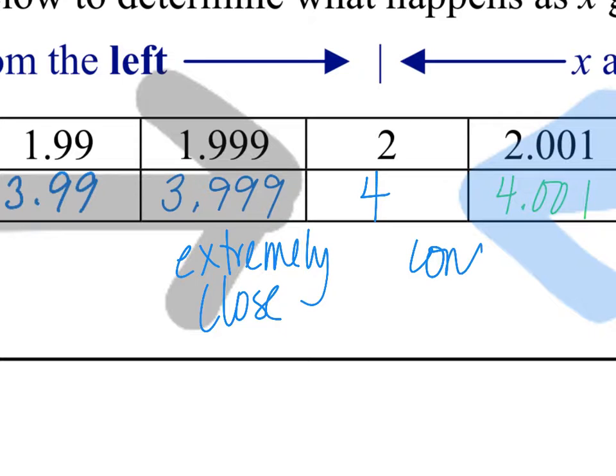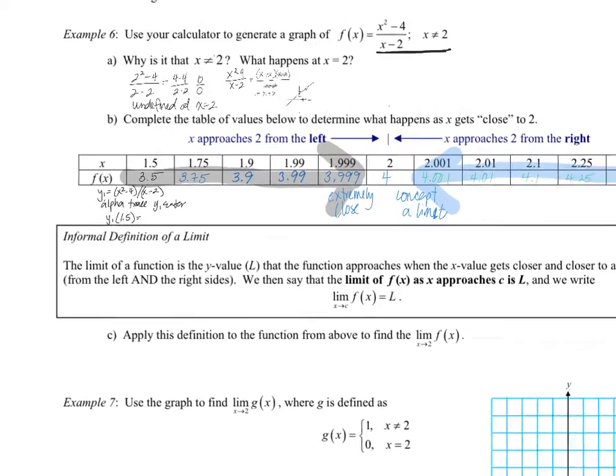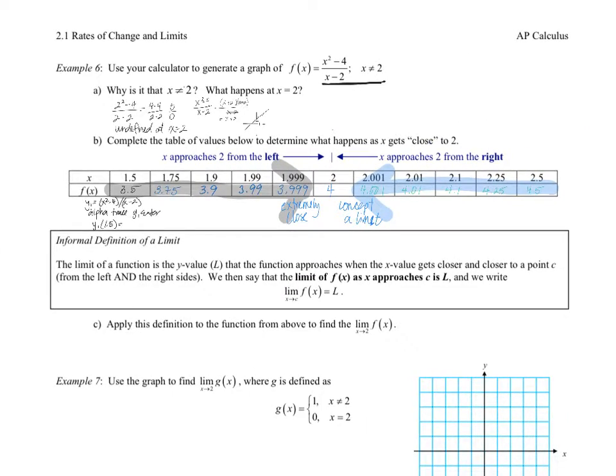Okay, so this is the concept of a limit. As x approaches a value, what does the y approach? And the y is approaching 4. So, definition of a limit: the limit of a function is the y value that the function approaches when the x value gets closer and closer to a point C from the left and the right sides. We then say that the limit of f of x as x approaches C is L, and we write the limit as x approaches C of f of x equals L.